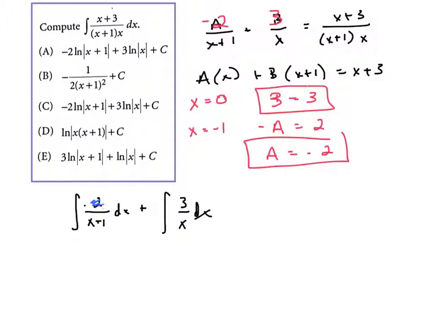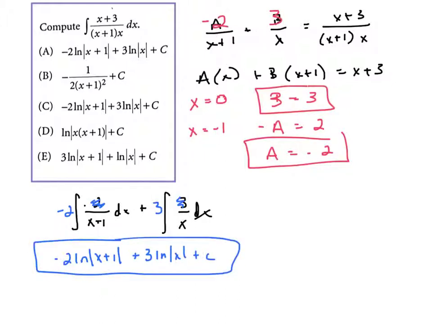Pull our constant multipliers out front, make it easier on us. Okay, so we're going to have negative 2 times the natural log of x plus 1 plus 3 times the natural log of x plus c. So to me it looks like the answer is C.